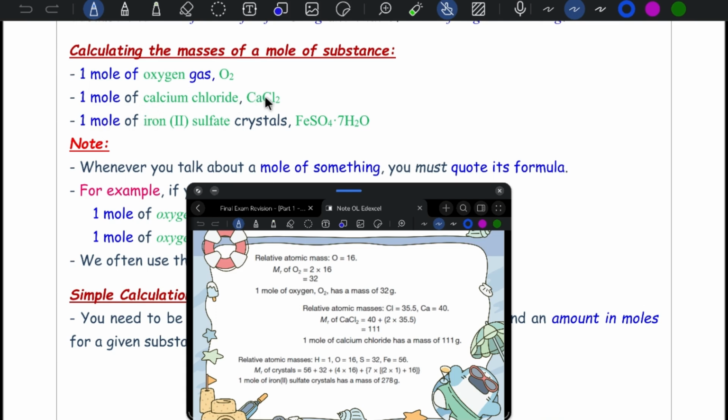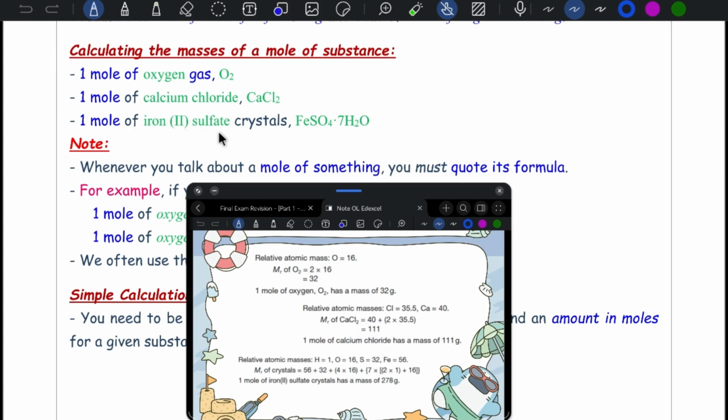1 mole of calcium chloride, CaCl2. Calcium is 40 and chlorine is 35.5 for each one. So 40 plus 2 multiplied by 35.5 will give 111. So 1 mole of calcium chloride has a mass of 111 grams.